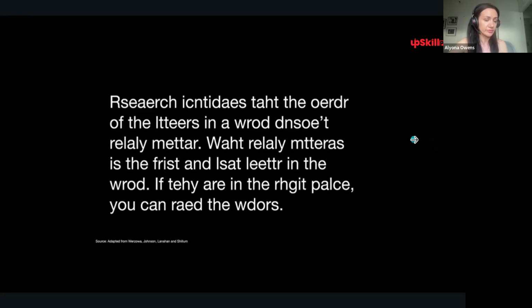Okay, try to read this. Research indicates that the order of the letters in a word doesn't really matter. What really matters is the first and last letter in the word. If they are in the right place, you can read the words. Right?